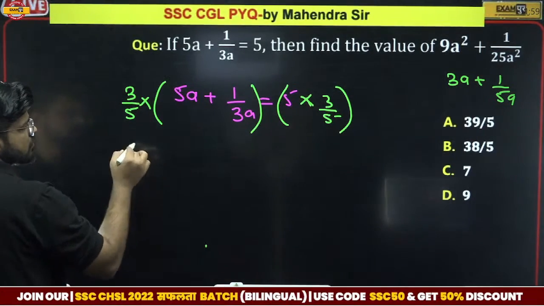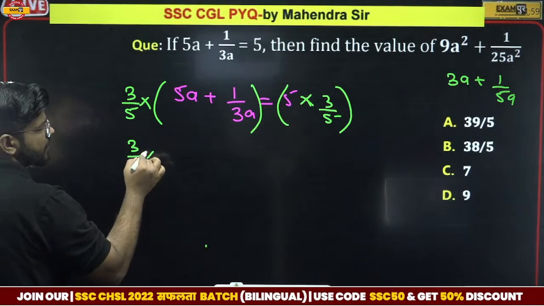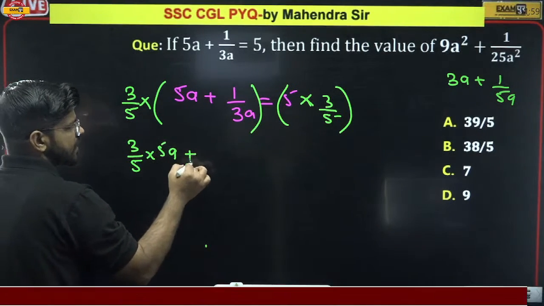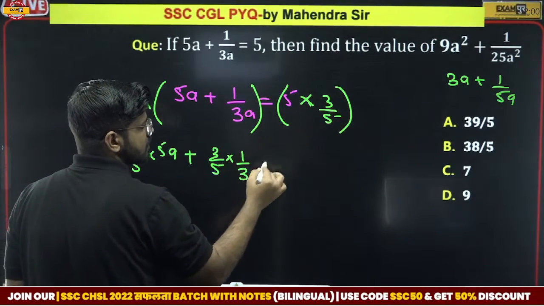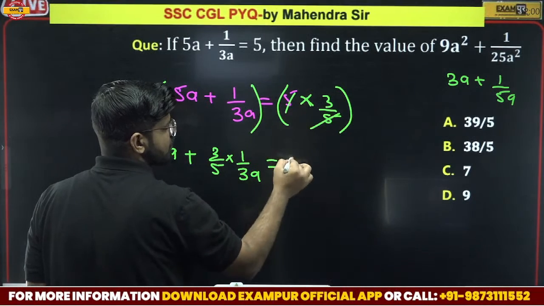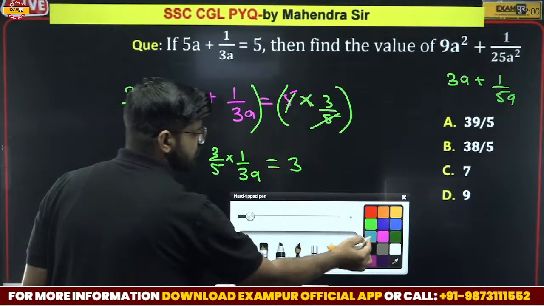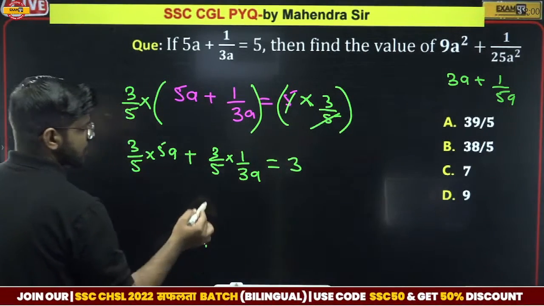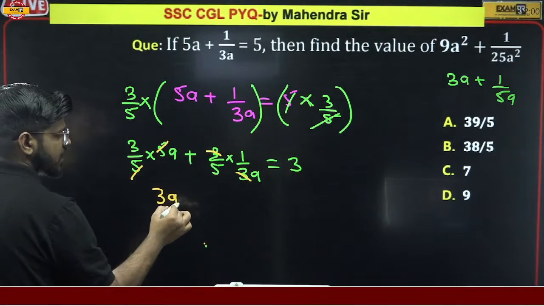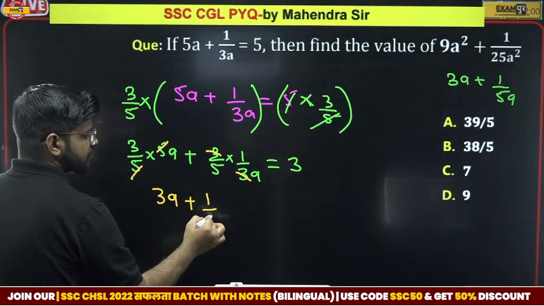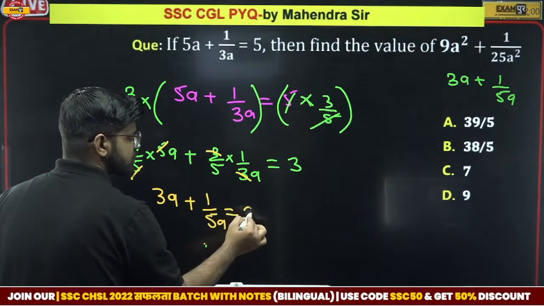So now 3 by 5 multiplied by 5a plus 3 by 5 multiplied by 1 by 3a is equal to... 5 got cancelled out, here we are getting 3. Here we are getting 3, here we are getting 3. So 3 gets cancelled out, here 5 gets cancelled out. We are getting 3a plus 1 upon 5a is equal to 3.